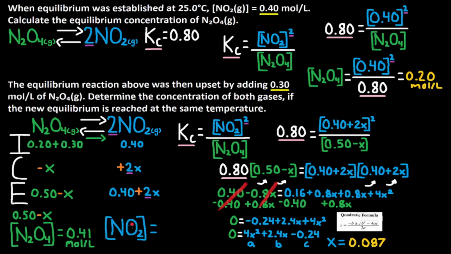And for NO2, we set the equilibrium concentration as 0.40 plus 2x. So 0.40 plus 2 multiplied by 0.087 will get us 0.57 moles per liter. And that will be the answer to this question.